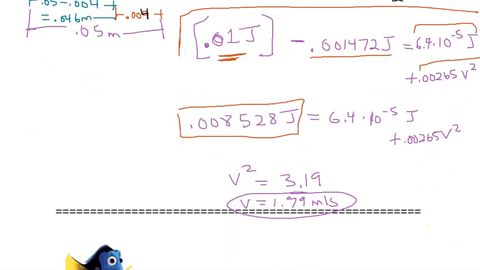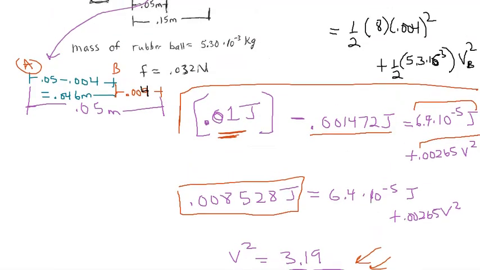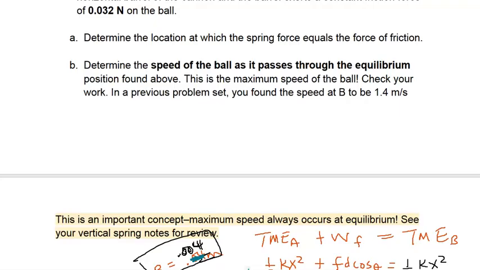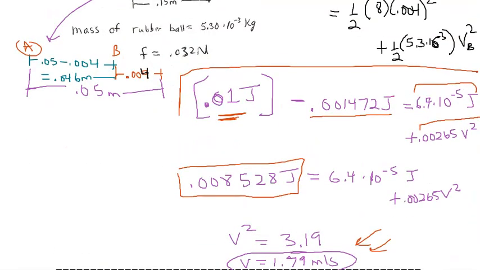When it came out, though, v squared was 3.19. Take this square root, and so the speed is 1.79 meters per second. Because the object itself had so little inertia, it wasn't like we still ended up with something significant. And the speed at B was 1.4, so we're good-ish.